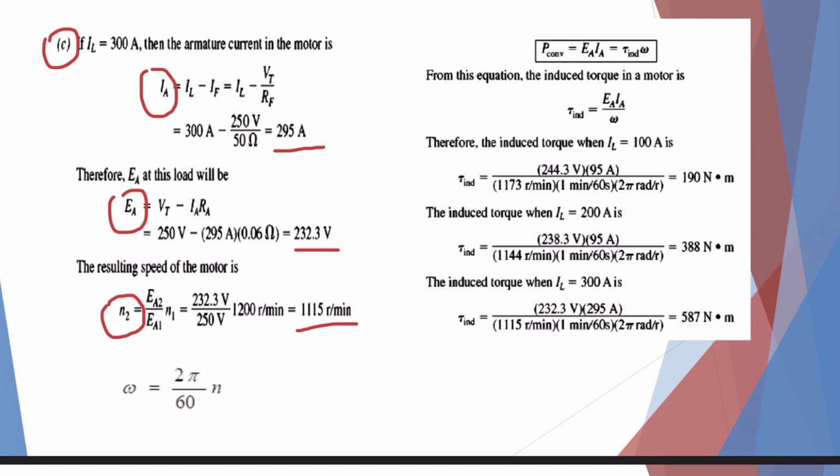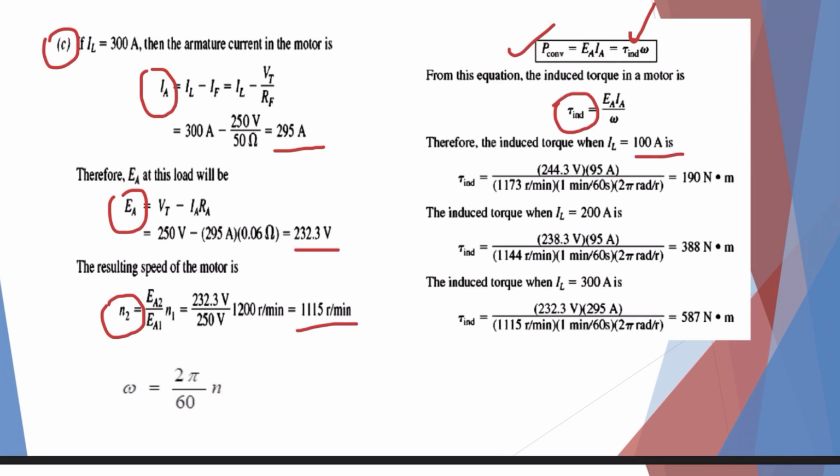We have from the question the induced torque. We have P converted first. P converted will equal EA multiplied by IA, and P power will equal torque induced multiplied by omega. So now we need to find the torque. So torque induced will equal EA multiplied by IA over the speed.